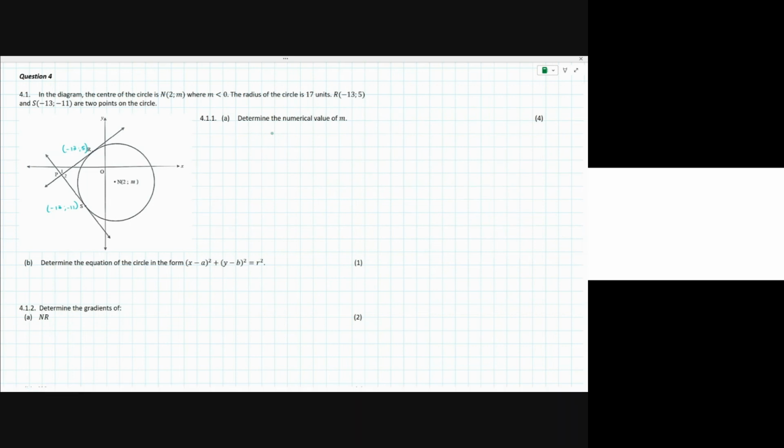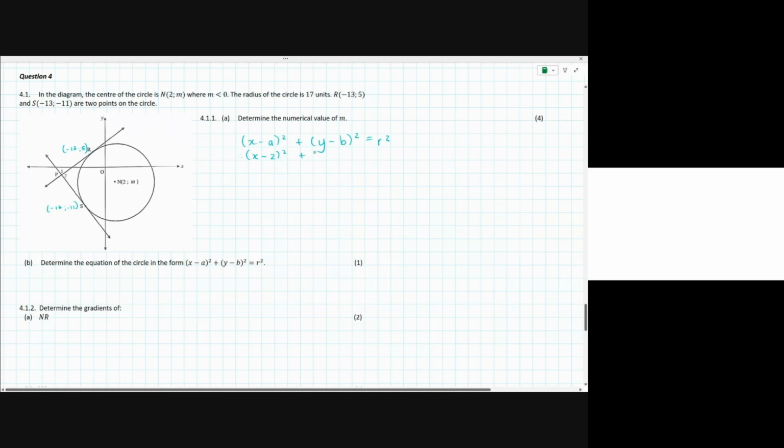4.1.1 A, thanks Lelo, says determine the numerical value of m. So basically find the y coordinate of the center. Now guys, there's a couple different ways that you can do this, but my instinct, or your instinct, should be, let's substitute in what we know into the equation of our circle. So remember, the equation of your circle is (x - a)² + (y - b)², where a and b represent your center coordinates, is equal to r². So let's sub in what we know. We know the x coordinate of our center. That would be (x - 2)².